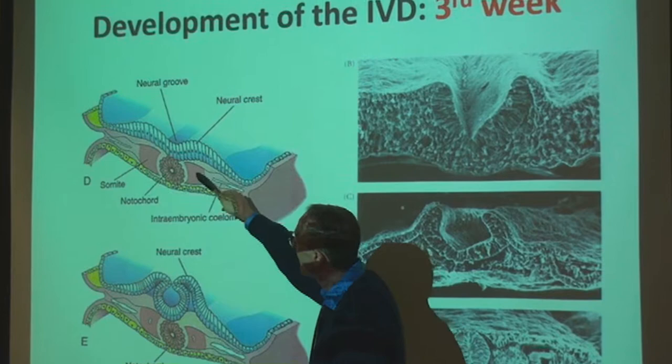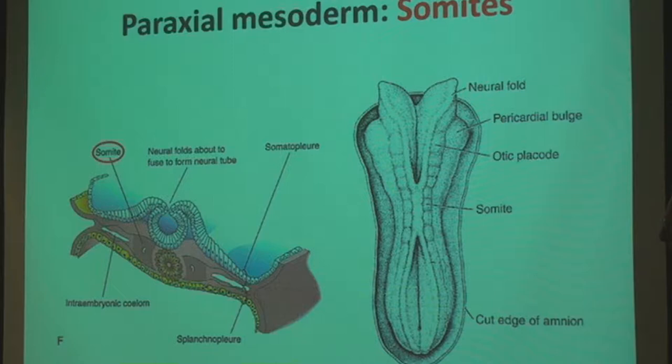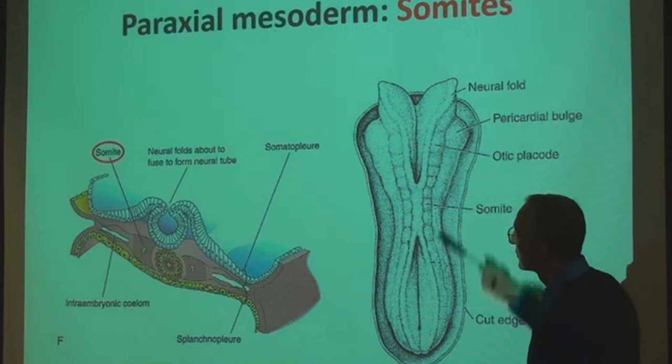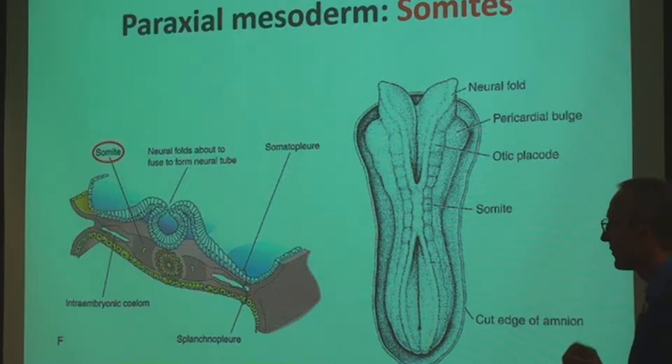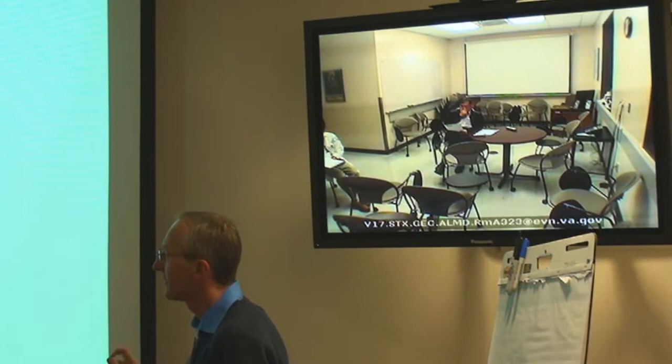And with further segmentation, it develops into the structure which is called the somite. So the somites are progressively developing segmentations of the paraxial mesoderm. And the somites are the principal origins of the vertebral column, the vertebrae, and the intervertebral discs. The process leading to these structures is called resegmentation.